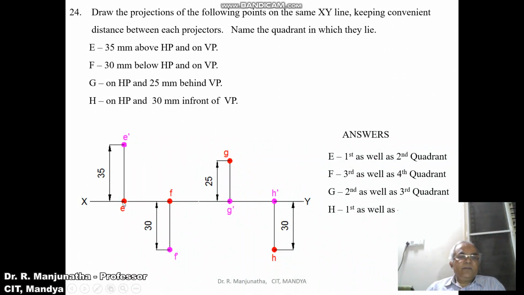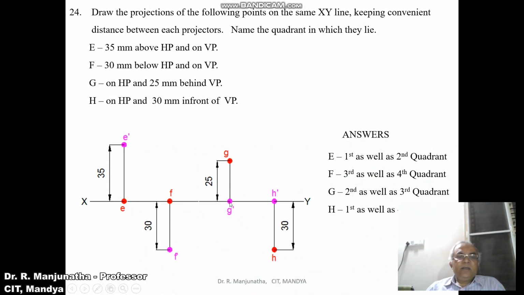So here, if the top view is above the XY line, then it becomes the second quadrant. If the top view is below the XY line, then it becomes the first quadrant. So E is in the first as well as second quadrant. In this case, if F goes to the top view, then it becomes the third quadrant. If it comes below, then it becomes the fourth quadrant. Capital F, third as well as fourth quadrant.